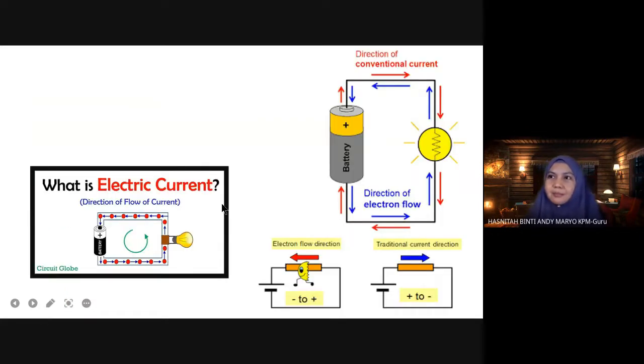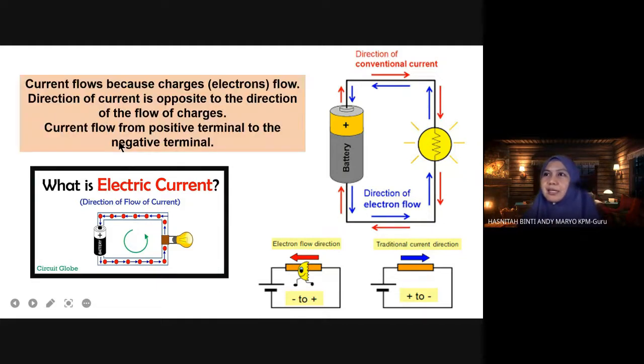So this part involves calculation. The last two learning standards involve calculation. Before that, no calculation at all. Okay, what is electric current? So now you understand current. It is the rate of flow of charge. So what is electric current?